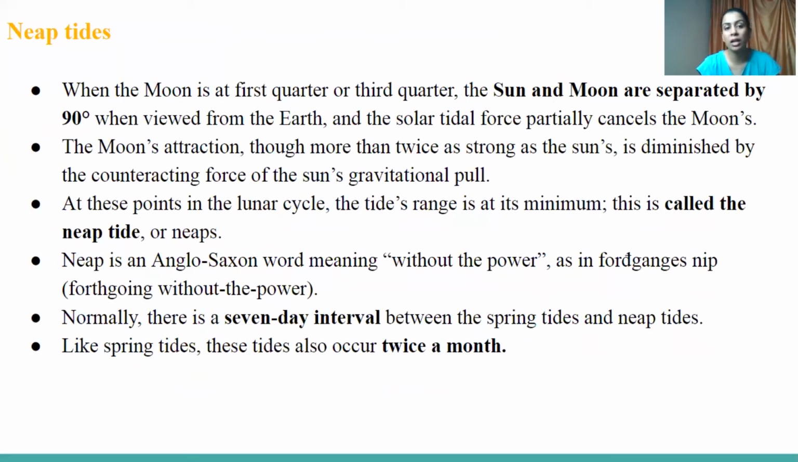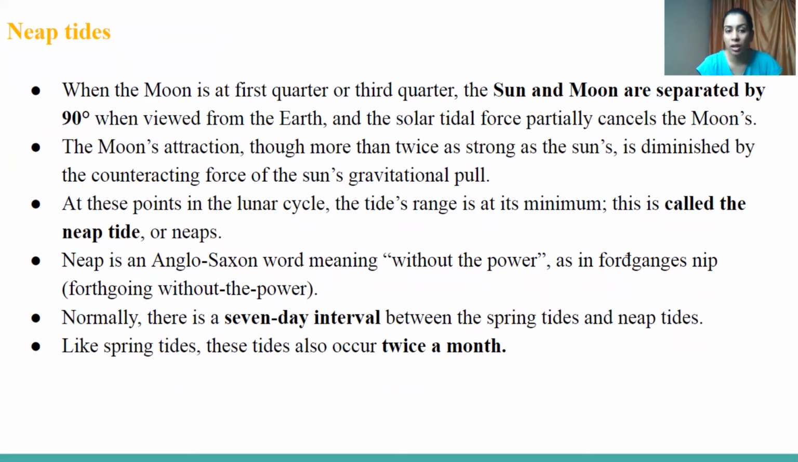So when the moon is at the first quarter or third quarter, the sun and moon are separated by 90 degrees when viewed from earth, and the solar tidal force partially cancels the moon's. The moon's attraction, though more than twice as strong as the sun's, is diminished by the counteracting force of the sun's gravitational pull. At these points in the lunar cycle, the tidal range is at its minimum. This is called the neap tides or the neaps.